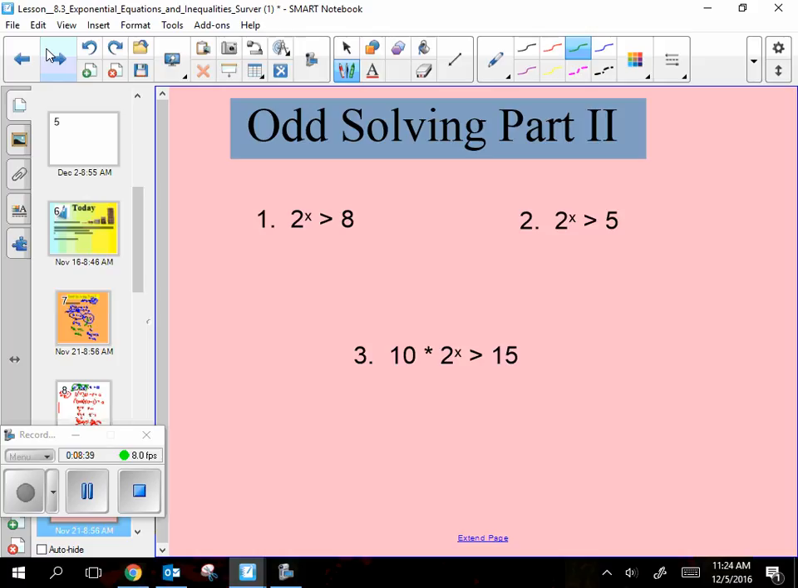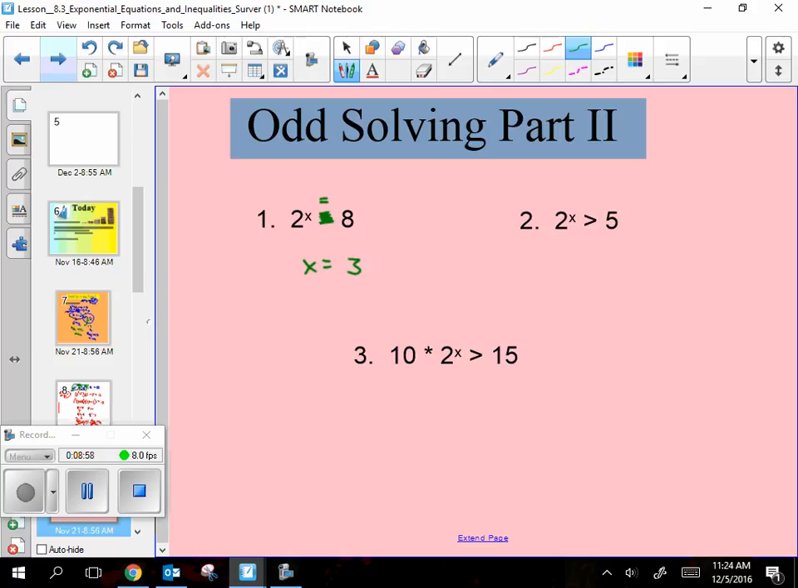What's the difference between this and anything we've ever done before? It's got greater than. So what's the difference? Actually, not much. Just act like this says equals and then tell me the answer. What's the answer? X equals 3. But then, as you can imagine, you're not done.